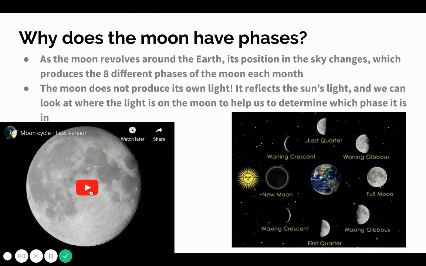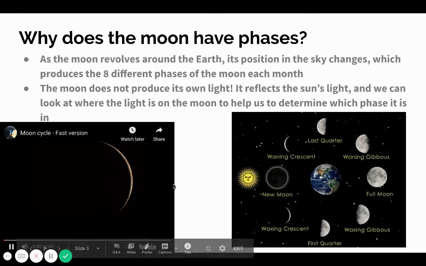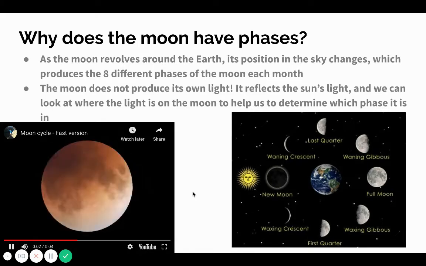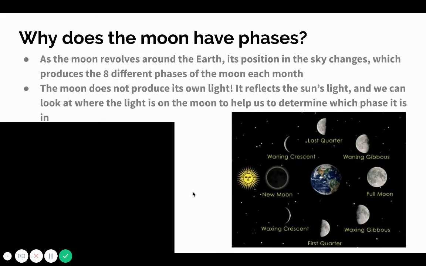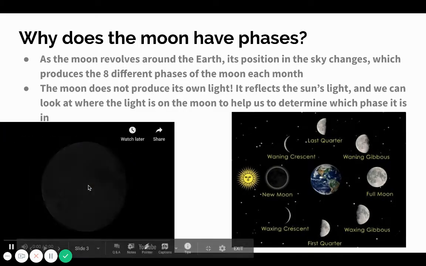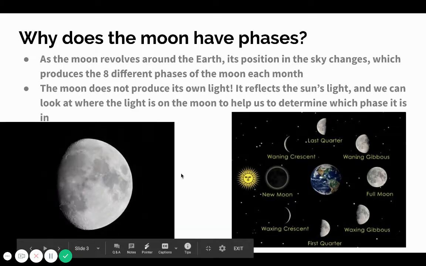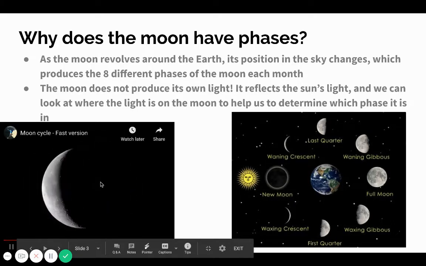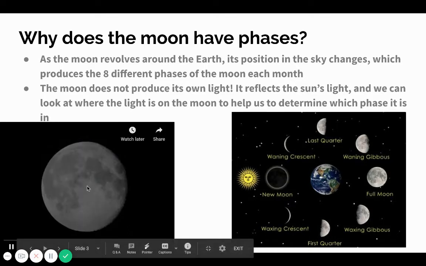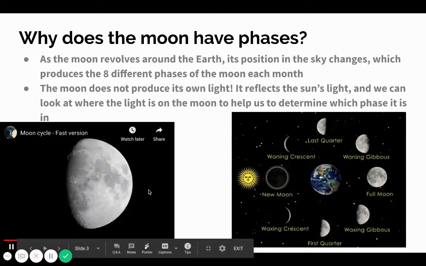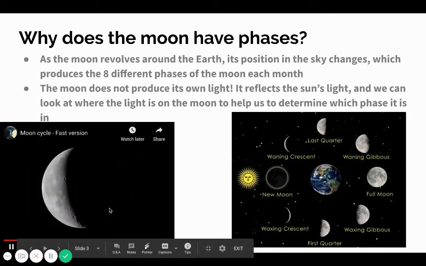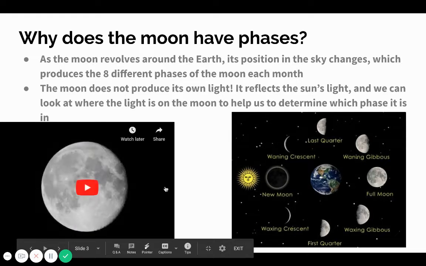Let's take a look at these 8 phases sped up a little bit. And it's important to know that the light that we're seeing is a reflection of the sun's light. The moon does not produce its own light. So let's watch again and notice we're starting with our new moon. 15 days later, we had our full moon. 15 days later, we ended with our new moon.